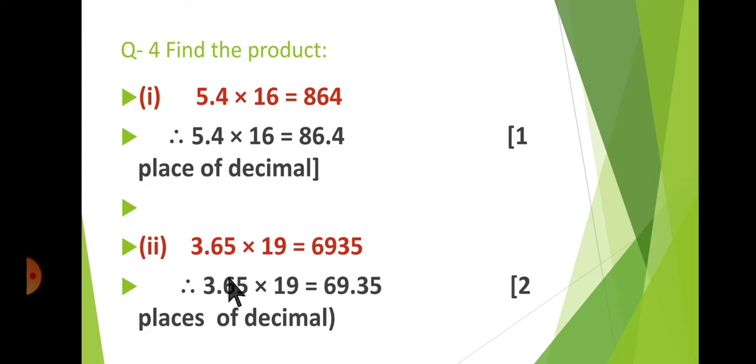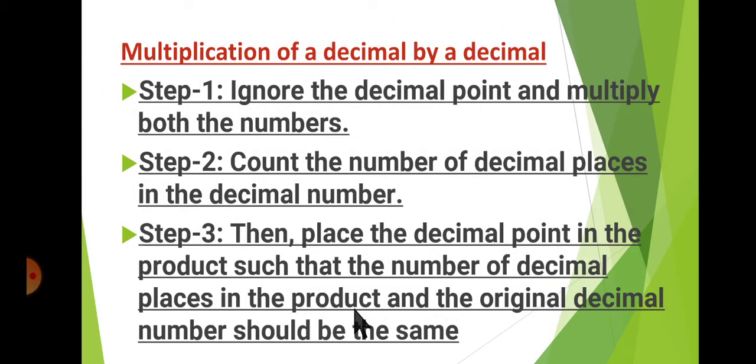Let's see one more question. Question number 2. 3.65 multiplied by 19. You ignore the decimal and multiply simply, so you get 6935. Then where do you insert the decimal? According to the rule you count the decimal places. In the first number how many decimal places? There are 2, and the second number has no decimal place. So in the answer from the left side you count 2 decimal places, then put the decimal. I hope students you understand question number 4.